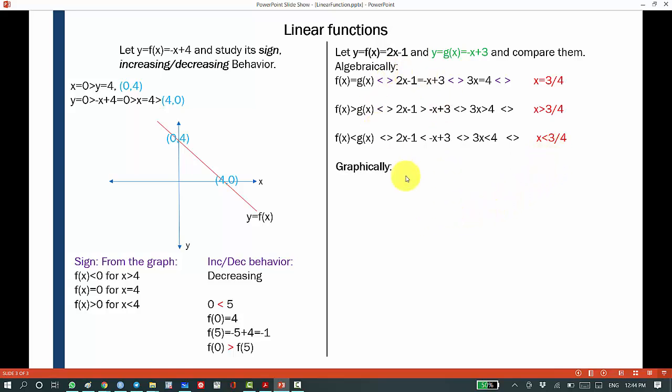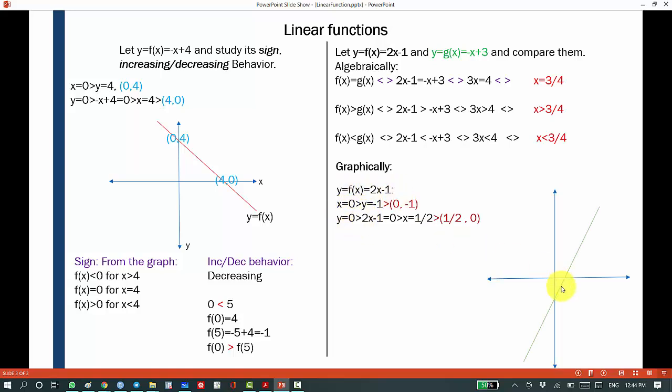We can compare the two functions graphically as well by sketching the graph of the two functions. To sketch the graph of y is equal to f of x, we just find the x and y intercept, and we see that the graph of f of x is this line here. Likewise, for the function g of x, we find x and y intercept and graph y is equal to g of x here as this red line. And we know that the intersection point is somewhere around 4 over 3, where the two functions are the same. Remember that at an intersection point, the two functions share the same y value, therefore they are the same.